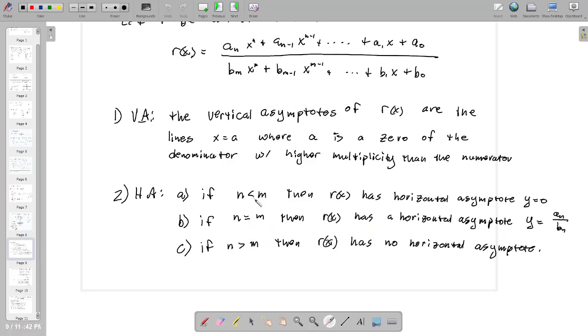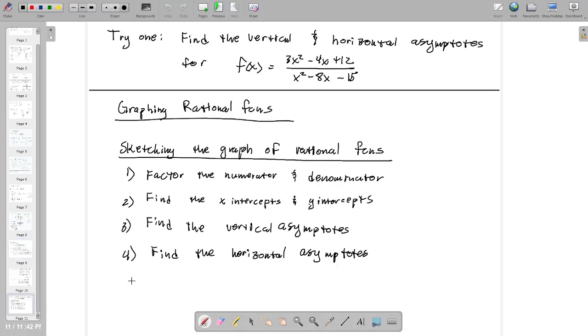You'll consult this chart here to determine what your horizontal asymptote is. If n is bigger than m. If the numerator has a lower degree than the denominator, you have a horizontal asymptote of y equals 0. If the degree of the top and the bottom are equal, then it's the leading coefficient of the top divided by the leading coefficient of the bottom. And of course, if the numerator has a higher degree than the denominator, there is no horizontal asymptote. 5. Sketch the graph by using the info here. So you'll find all of this information, plot it all out on a graph, and then draw a path that connects all of the information.